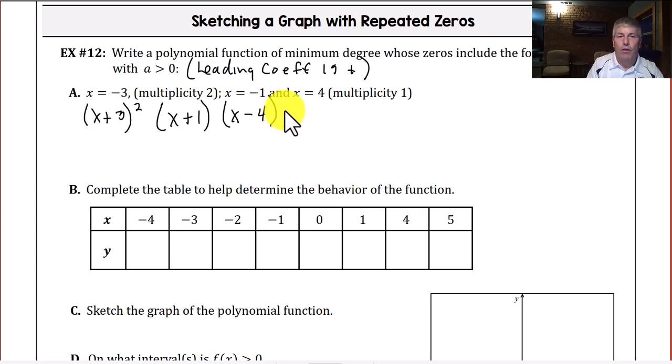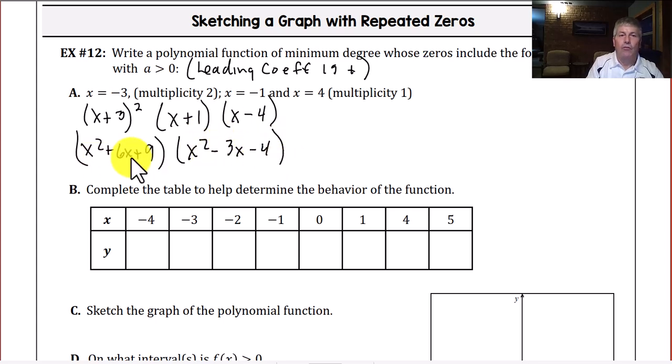So we FOIL all this together. I will do that for you. X plus 3 quantity squared is x squared plus 6x plus 9. And x plus 1 times x minus 4 is x squared minus 3x minus 4. So we still have to FOIL this together and get our polynomial function.